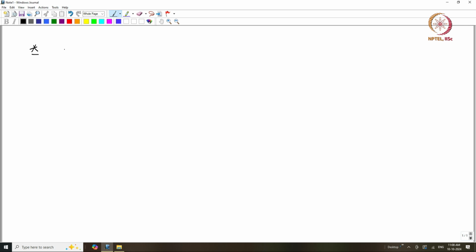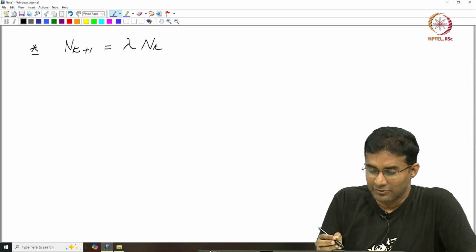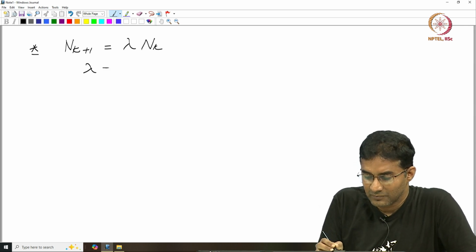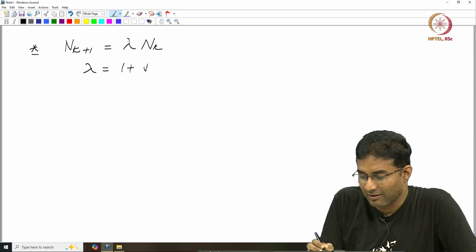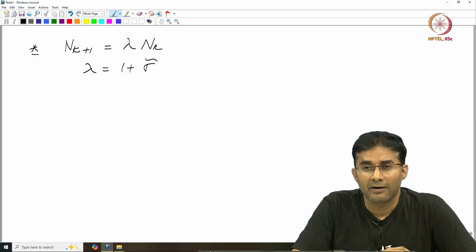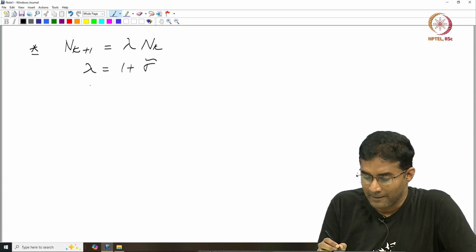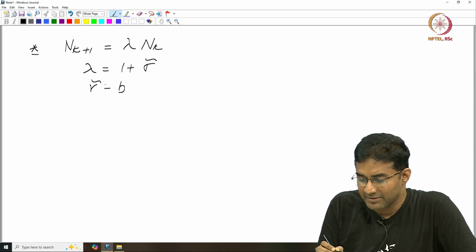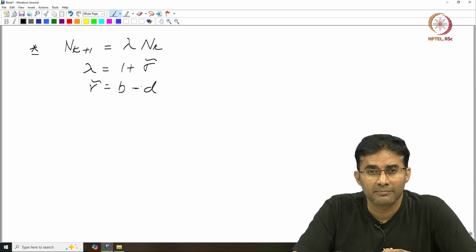Okay. So, to do that, let us recall what we started off and wrote down as the equation for how populations change over time in the context of discrete populations, right. So, this was the equation we wrote, where lambda was 1 plus r tilde, where r tilde was basically birth rate minus death rate per generation, right.